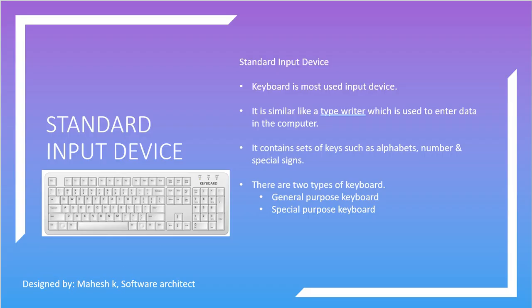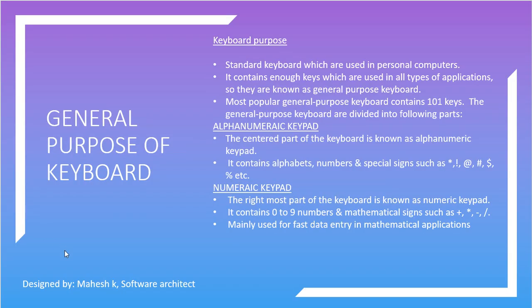General purpose keyboards are like the standard keyboard used in the personal computer. They contain enough keys to be used in all types of applications, so they are known as general purpose keyboards. The most popular general purpose keyboard contains 101 keys. It is divided into the following parts. Alphanumeric keys: the center part of the keyboard. It contains alphabet, numbers, and special signs such as asterisk, exclamation, at the rate, hash, dollar, percentage, etc.